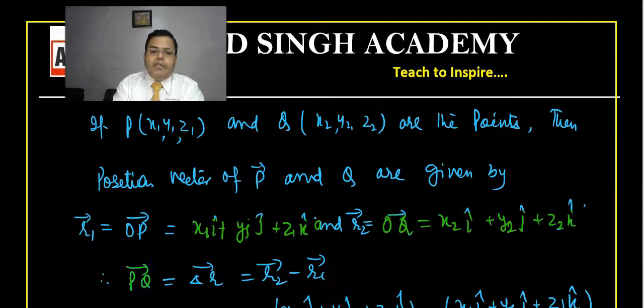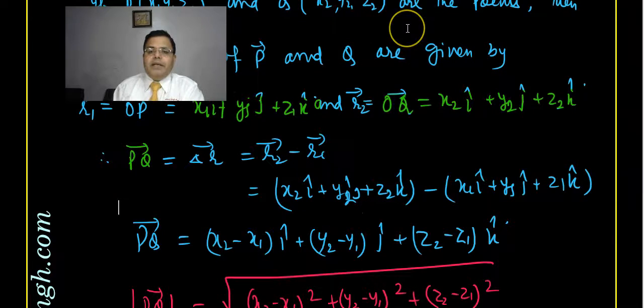Now PQ is written as R2 minus R1. So R2 minus R1 is X2i plus Y2j plus Z2k minus X1i plus Y1j plus Z1k. These are similar like terms, so we can subtract them, and this will come as X2 minus X1 into i, Y2 minus Y1 into j, and Z2 minus Z1 into k.